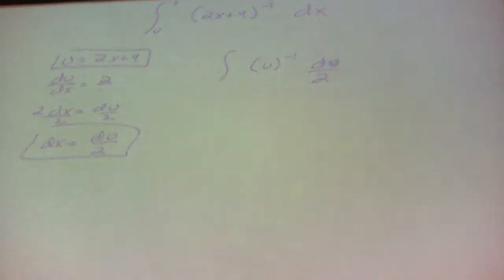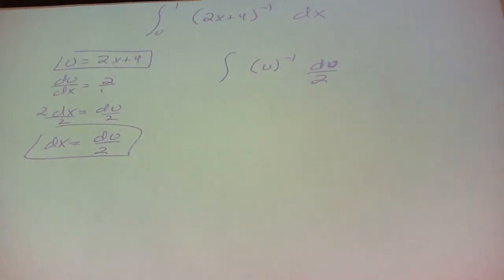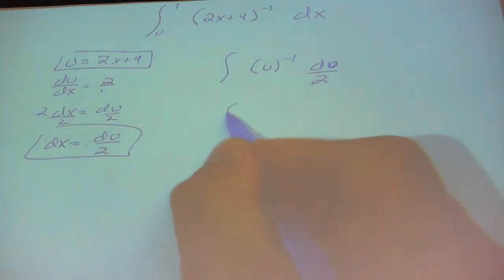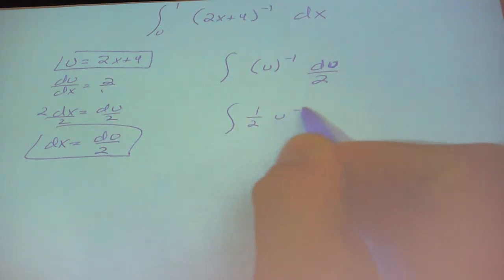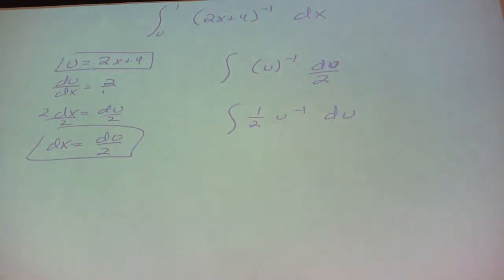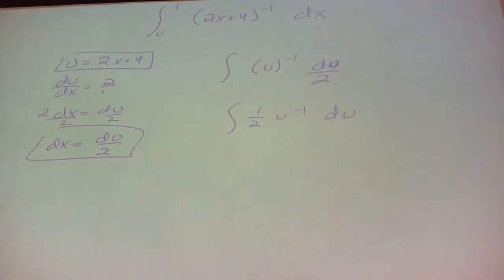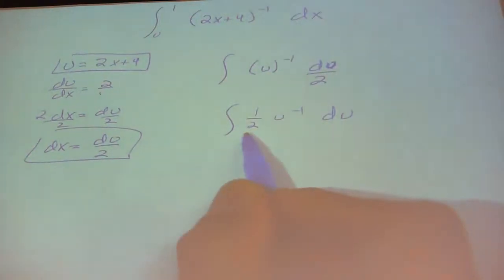Nothing cancels out, nothing crosses out, and it doesn't have to. But we just made something that was more difficult easier. So this would be the integral of 1/2 u to the negative 1 du. Have I taken the integral yet? Nope. What happens to the 1/2?